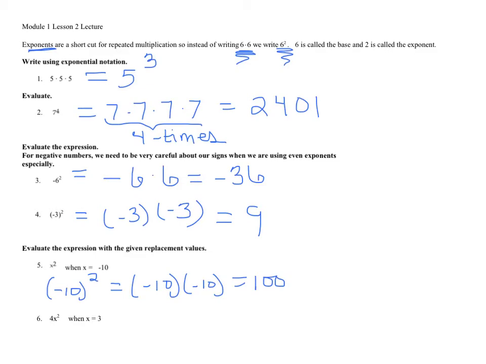So next, if I have 4x squared when x is 3, well, this is saying I have 4 times 3 times 3. So only that 3, only the x was squared, so this is 4 times 9, which is 36.